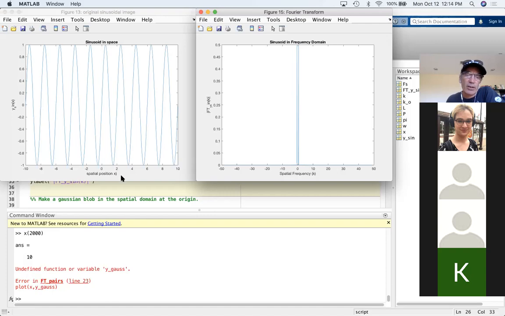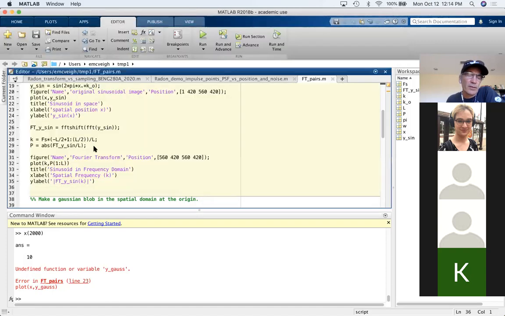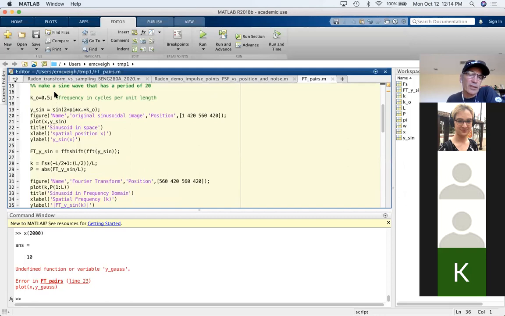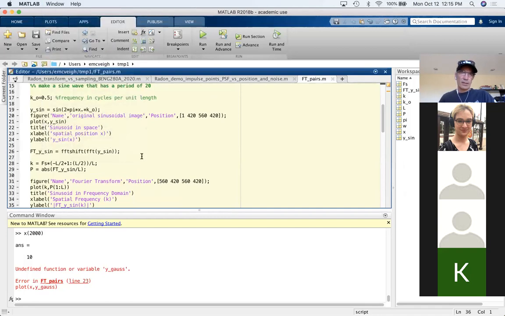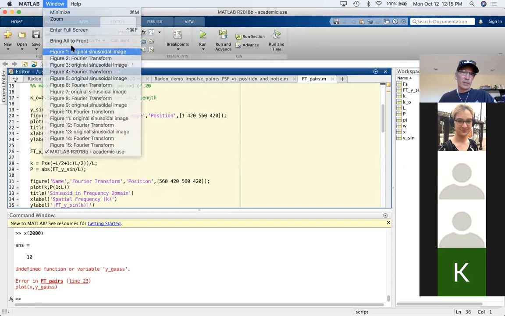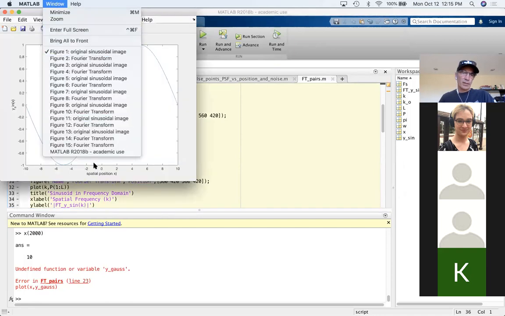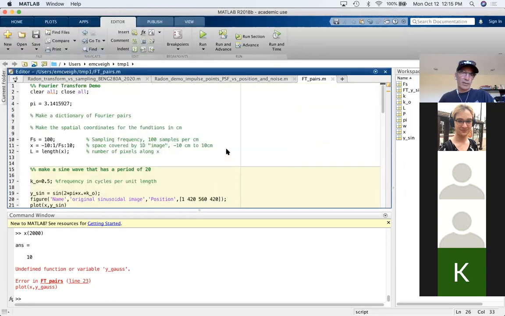And our rate of oscillation has been set here at half a cycle per unit length. When we go back, where's the figure here? Oh, I'm going to clear all these figures. Sorry. Let's clear all that out, and then we'll do this.